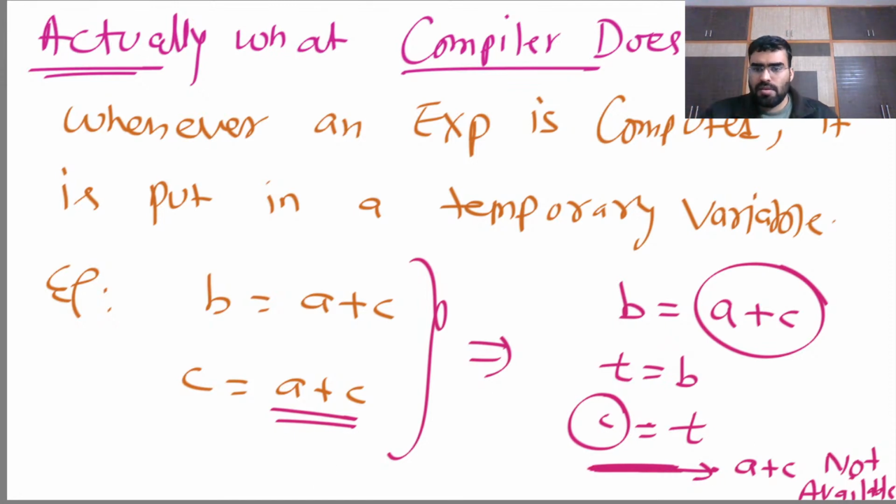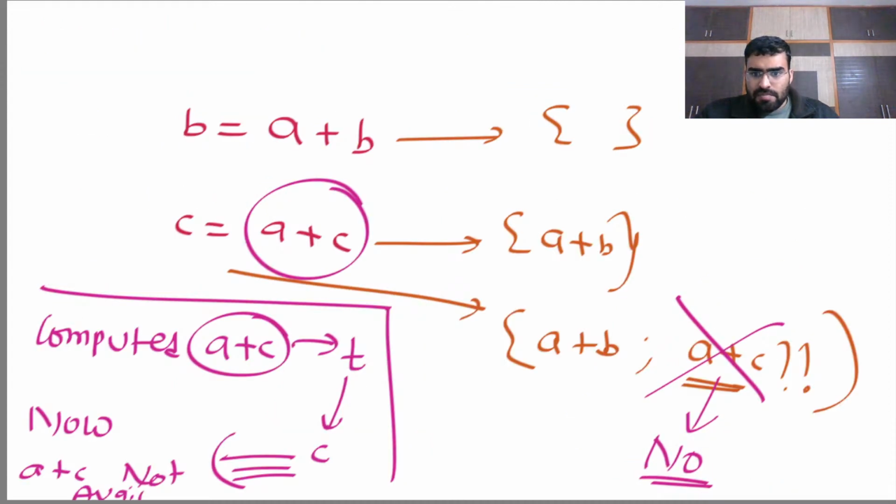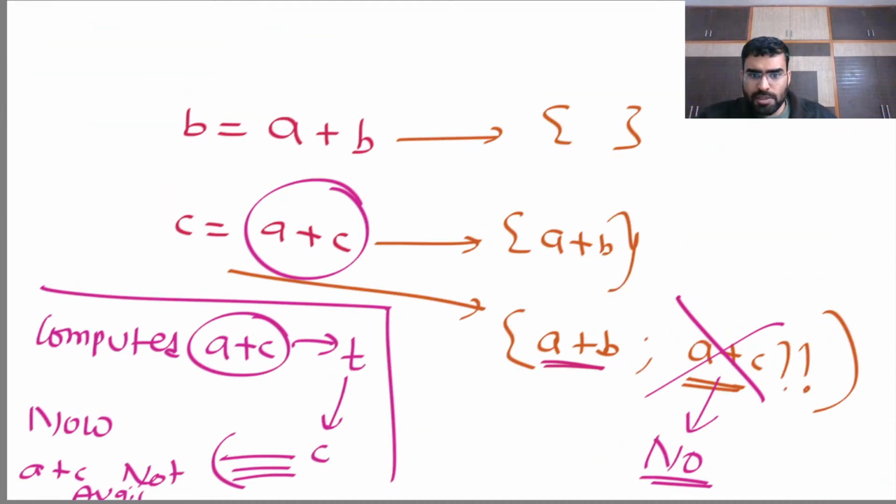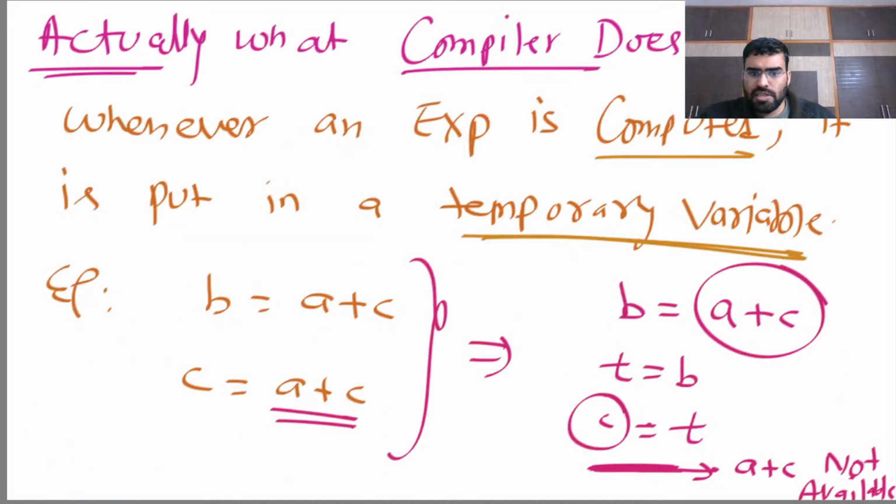Is this clear? A plus b is definitely available, because you are not changing a and you are not changing b, so a plus b is available. I told you that whenever an expression is computed, it is put in a temporary variable. This is what I am trying to tell you. Is this point clear?